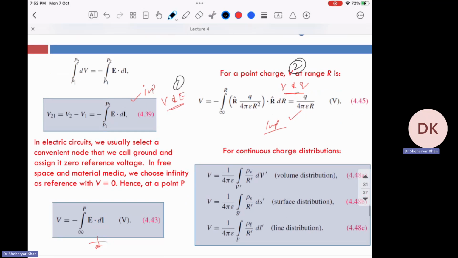Now we know the relationship between charge and charge density. Now use the 3 formulas of charge density. You can put it here, and you can modify the formula with respect to charge. So remember, Q is equal to rho S dS, Q is equal to rho V dV, and Q is equal to rho L dL. Just replace this and you will get, for volume charge, you can find the voltage. For surface charge, you can find the voltage. And for line charge, you can find the voltage.